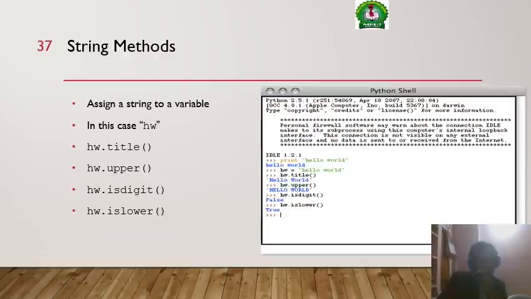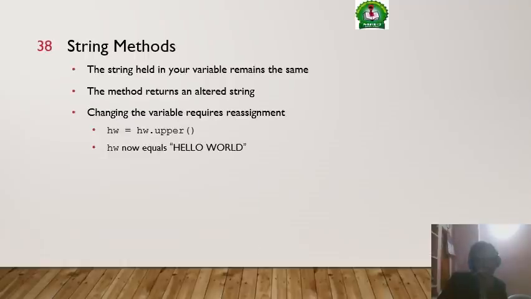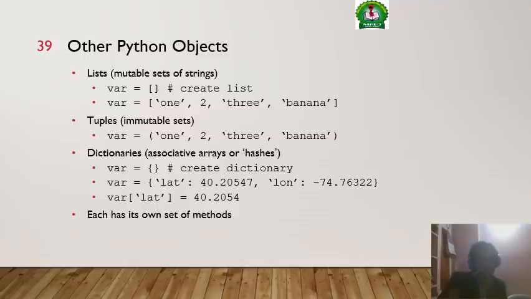String methods: assigning to a variable, string methods, hw is a string. Title means it will display the title case, and hw upper means it will display capital letters, and whether it is a digit or not, whether it is lowercase or not. It will be string matching. Strings or variables remain the same, and hw is equal to hw upper, which is equal to hello world in uppercase letters, and lists are variables.